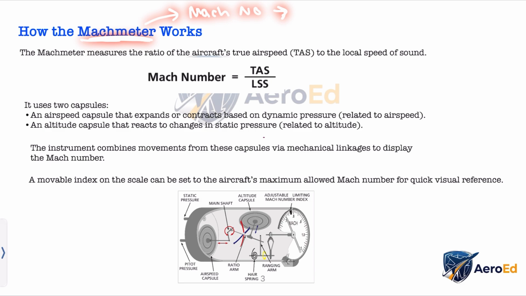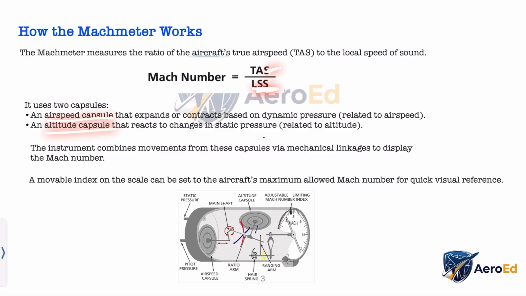But how does it show the Mach number? Mach number is the ratio of true airspeed to the local speed of sound. But where does this Mach meter get the TAS from? From the airspeed capsule, it gets the true airspeed, and from the altitude capsule, it gets the local speed of sound.